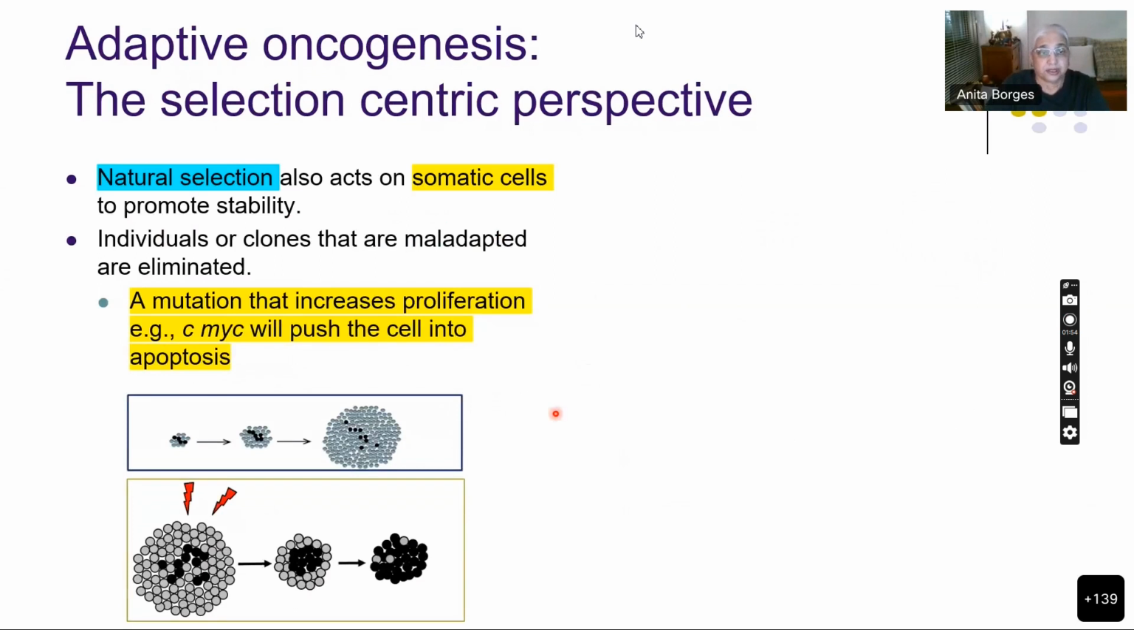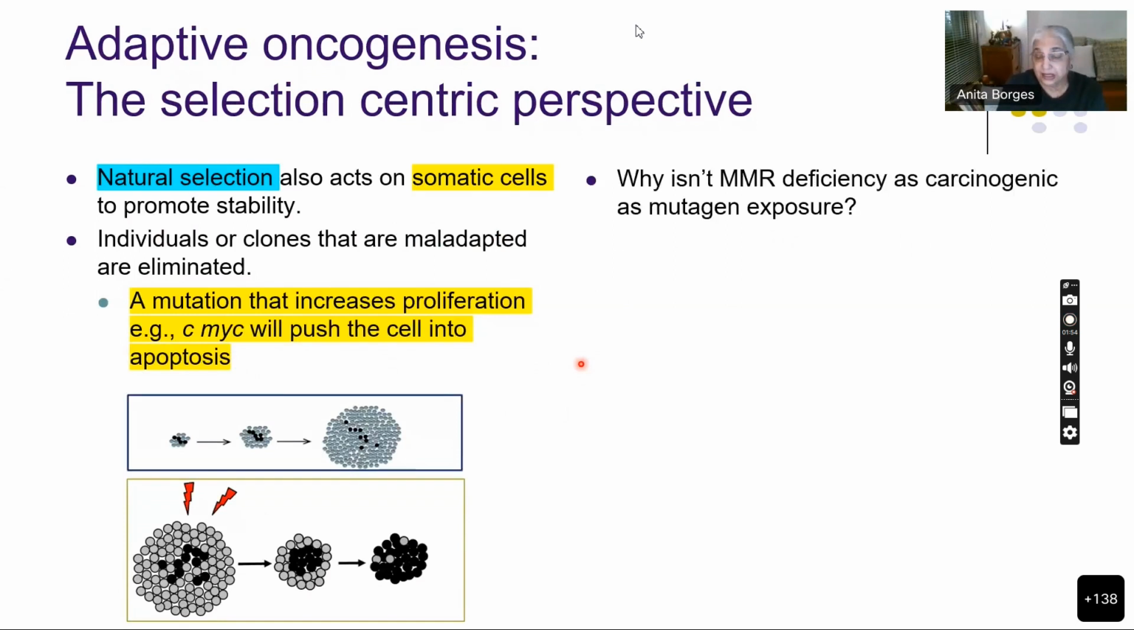So, natural selection, as I said, acts also on somatic cells. And we know this. Individuals or clones that are not adapted to an environment are eliminated. I told you that a mutation normally that increases proliferation, like for instance c-Myc, pushes the cell into apoptosis. That's what's happening normally, okay? But then why do we get tumors? And here is a good example.